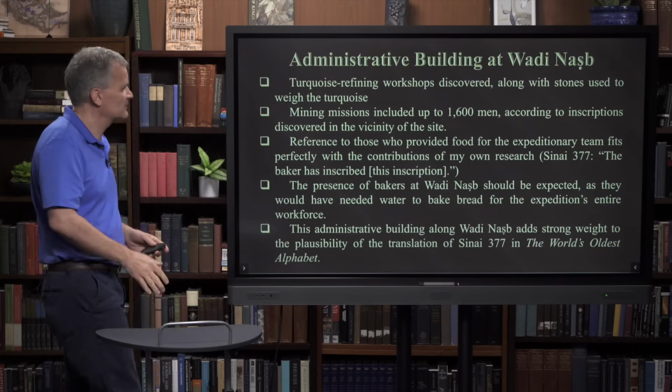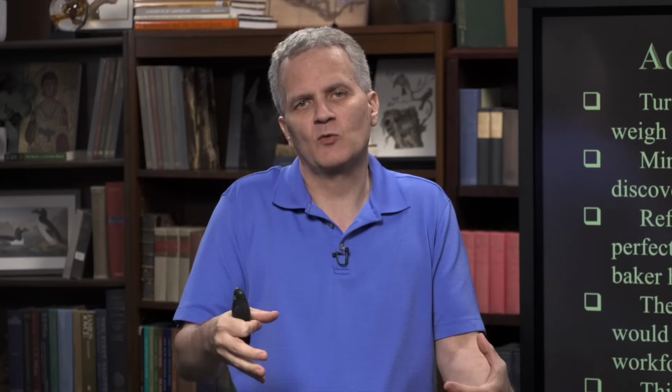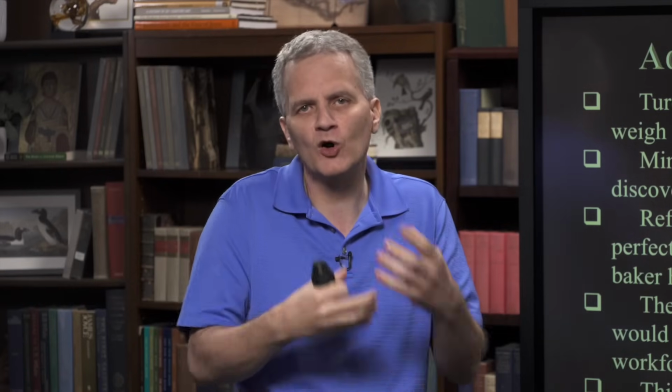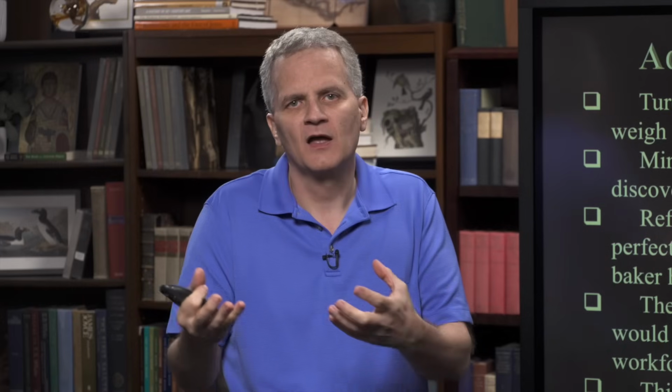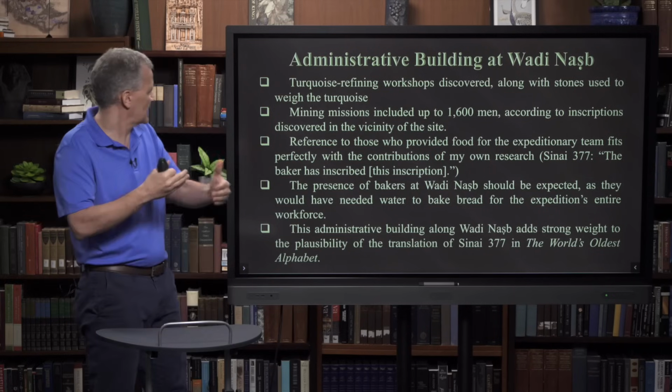Turquoise refining workshops were discovered along with stones used to weigh the turquoise. So the miners here weren't just extracting turquoise and taking complete chunks and putting them on the backs of donkeys or whatever and hauling them back to Egypt. They were actually doing the work of refining the turquoise to be able to take it as far as they could.